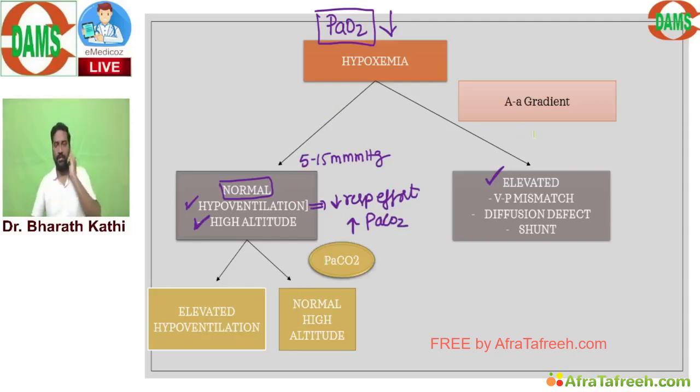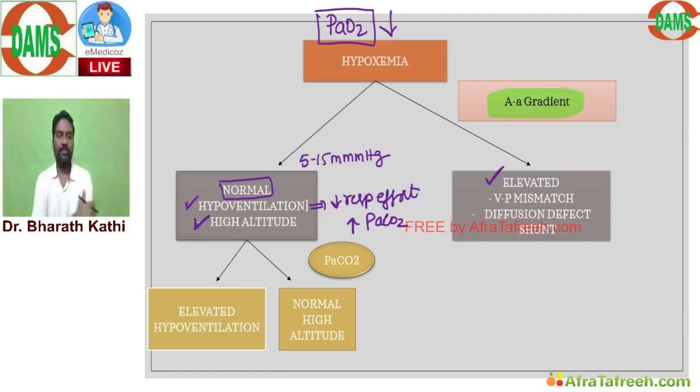So this is the importance of the AA gradient. Whenever there is a patient with hypoxemia, see the AA gradient. If the AA gradient is normal, you think of hypoventilation, high altitude. If the AA gradient is elevated, think about ventilation perfusion mismatch, diffusion defect, shunt. And if the gradient is normal, now see the CO2. If CO2 is elevated, it should be a pure hypoventilation.